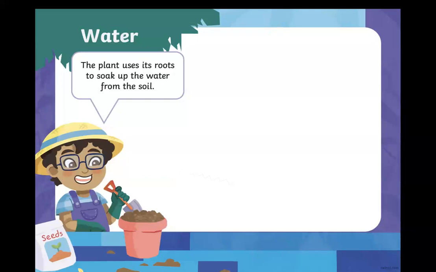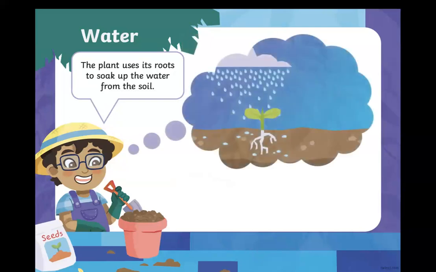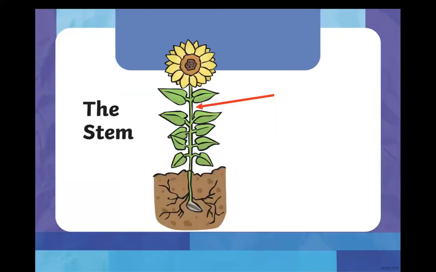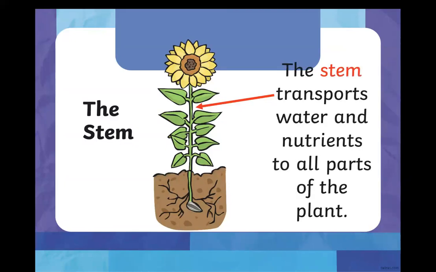The plant uses its roots to soak up the water from the soil. Remember earlier in the slide, I have already told you the roots take up water and nutrients from the soil. The water flows up the stem to reach every part, the stem and the leaves. The stem, the one that the arrow is pointing at, transports water and nutrients to all parts of the plant.